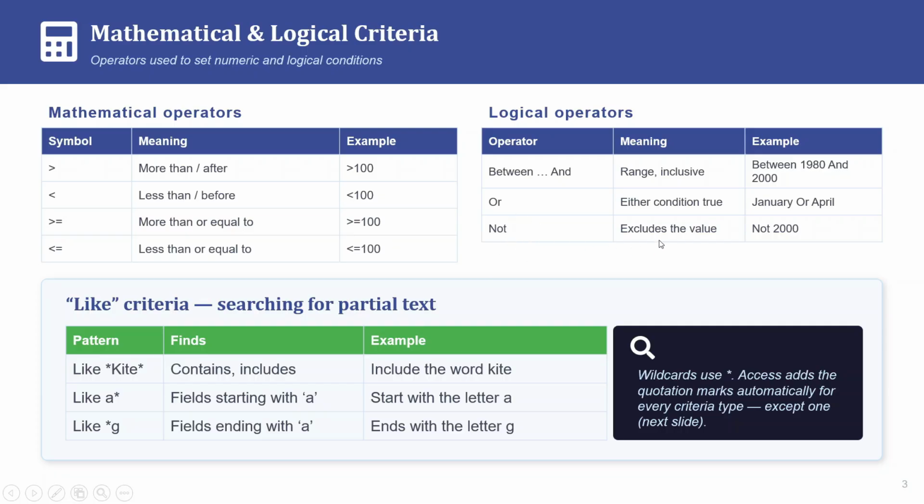So if you don't have, for example, 2000, then you use not 2000, then it will exclude 2000 as part of the items you want to filter. Then we come to the wildcard search, in which case we make use of the includes or contains. So anytime you see the word includes or contain, it means you have to use asterisk on both sides. And then field starting with A means that you do A asterisk, and then fields and words ending with G, you put asterisk and G. So that is it about filtering.